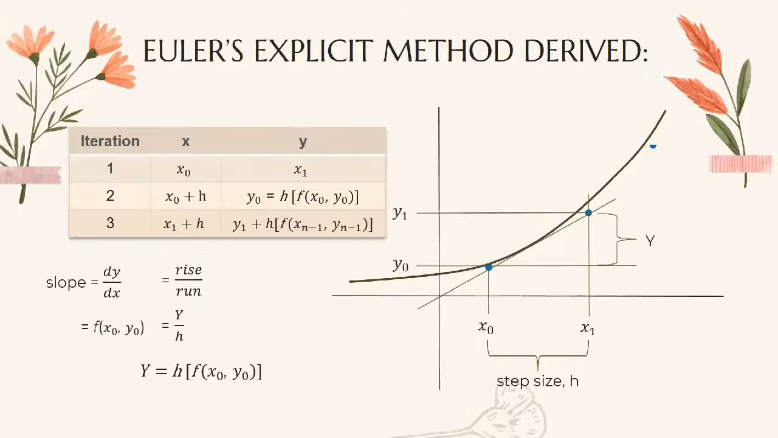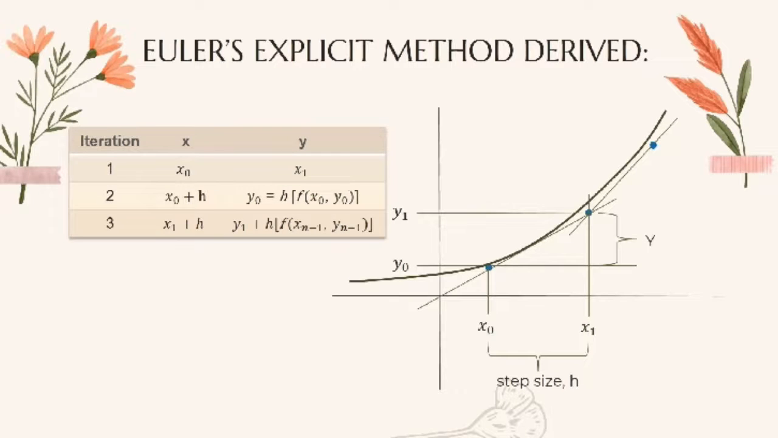For the next point, it is still following the same procedure. We just have to change x sub 0 to x sub 1. On the other hand, for y sub 2, we just have to change the y sub 0 to y sub 1 plus h times the function of x sub 1 and y sub 1. So we just have to continue the same process until the required x.